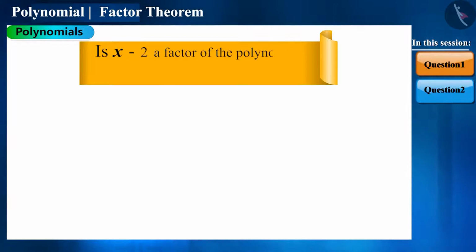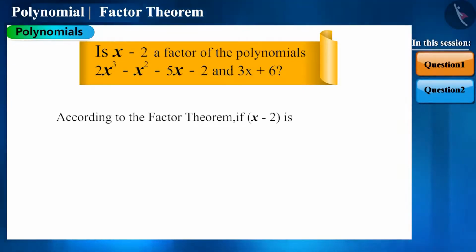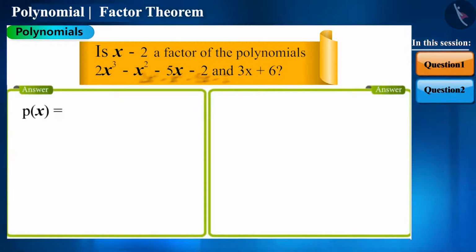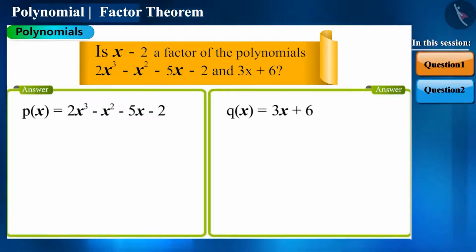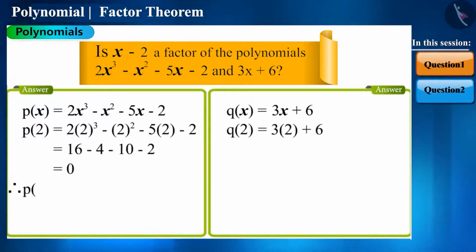Check whether x minus 2 is a factor of the given polynomials. According to the factor theorem, if x minus 2 is a factor of these two polynomials, then p of 2 should be 0, where 2 is obtained by equating x minus 2 to 0. That is, if we write both these polynomials this way, we have to check whether p of 2 and q of 2 are 0 or not. So let's check. In both the polynomials, x has to be replaced by 2.